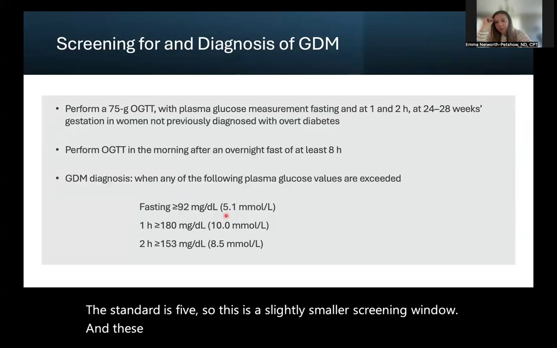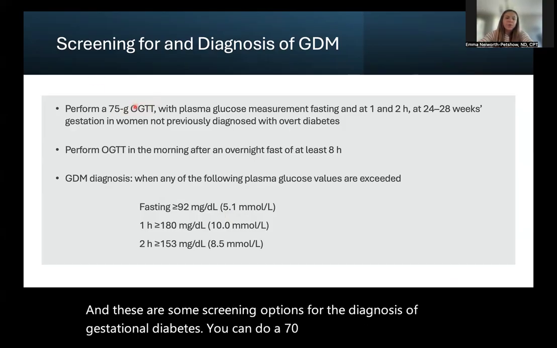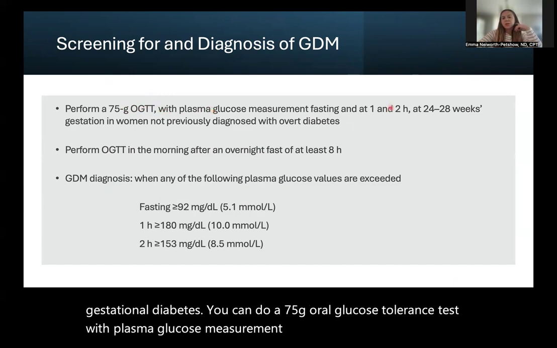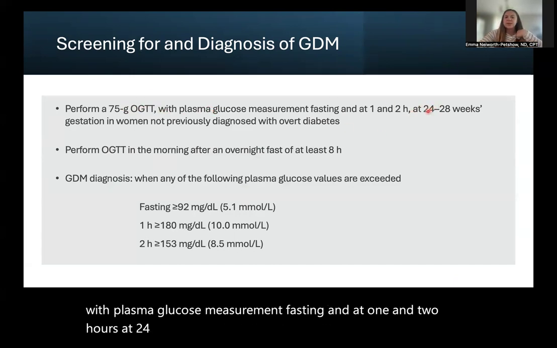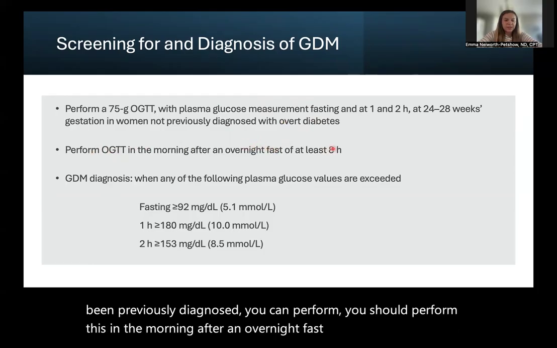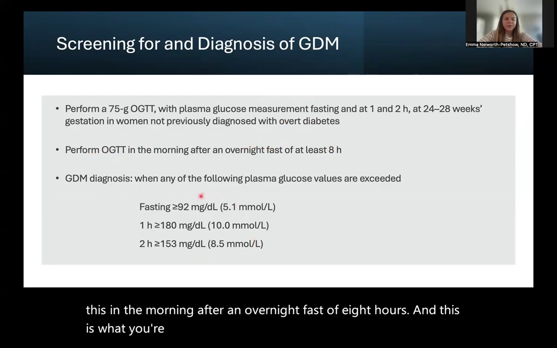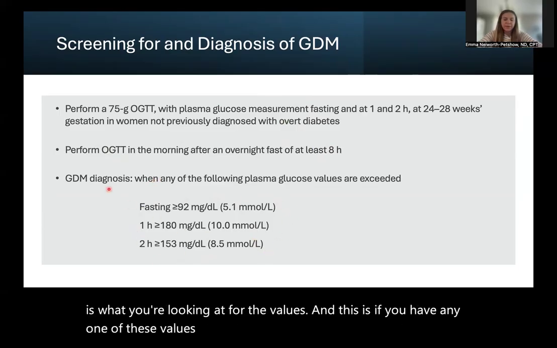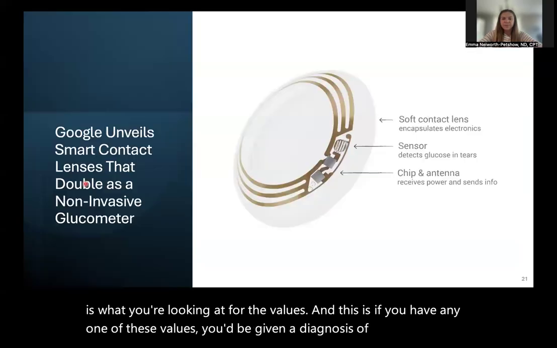And these are some screening options for the diagnosis of gestational diabetes. You can do a 75-gram oral glucose tolerance test with plasma glucose measurement fasting and at 1 and 2 hours at 24 to 28 weeks gestation. And this is someone who's not been previously diagnosed. You should perform this in the morning after an overnight fast of 8 hours. And this is what you're looking at for the values. And if you have any one of these values, you'd be given a diagnosis of gestational diabetes.